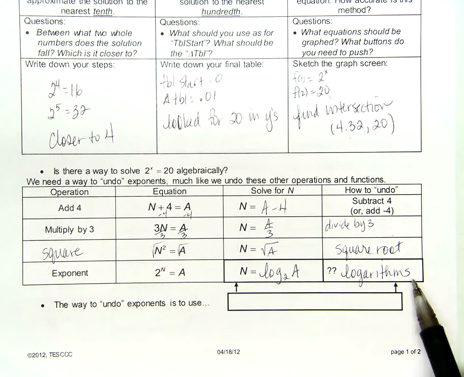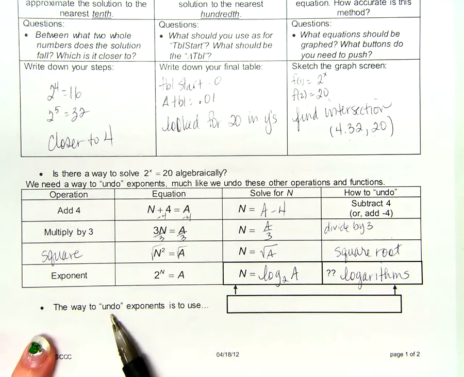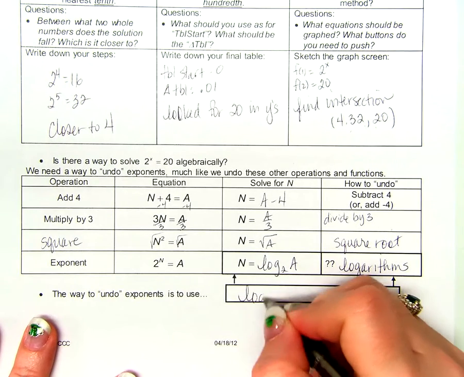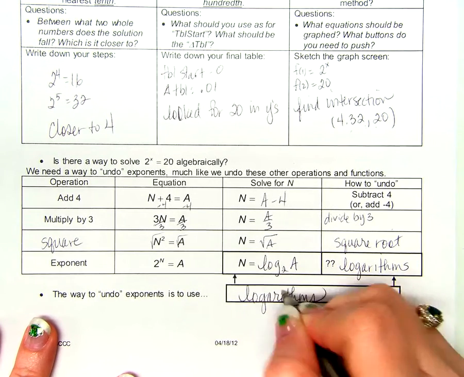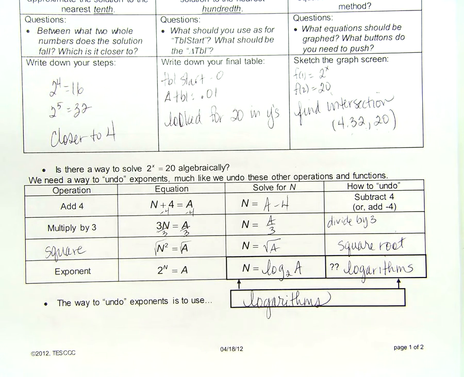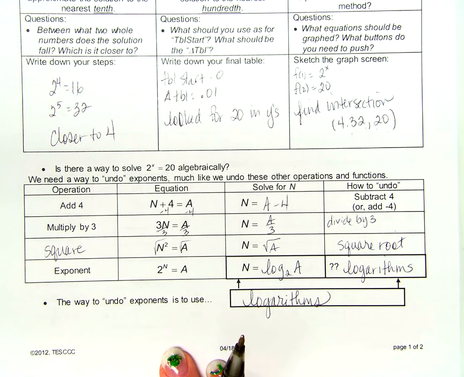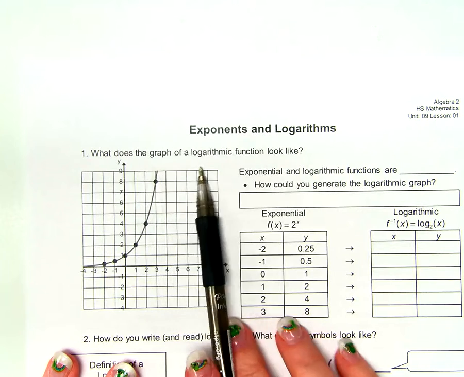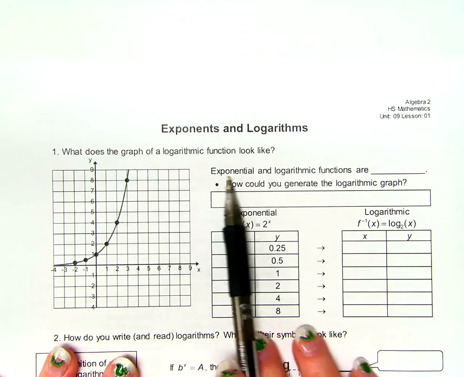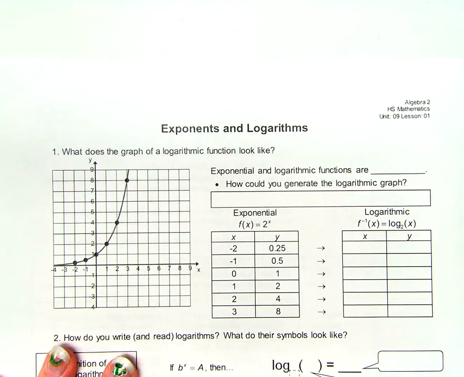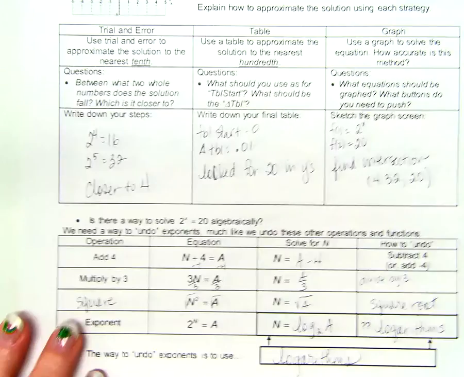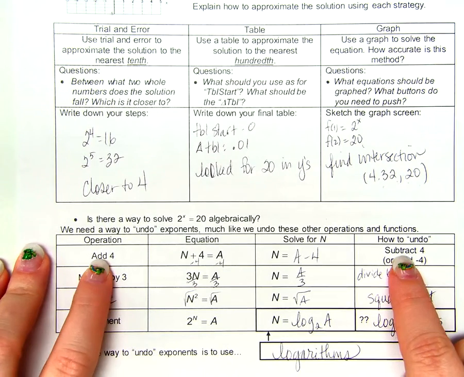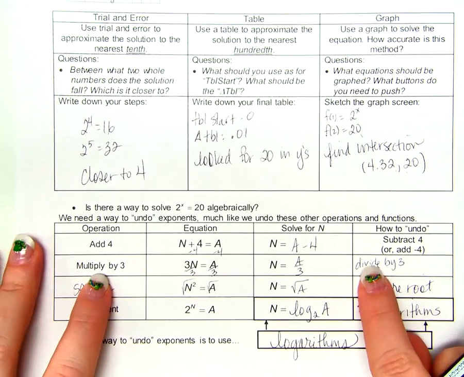This is called logarithms. The way to undo exponents is to use logarithms. Okay? You got this so far? What does a graph of a logarithmic function look like? Well, exponential and logarithmic functions are... How are these two things related?